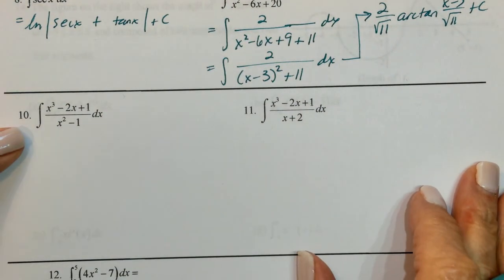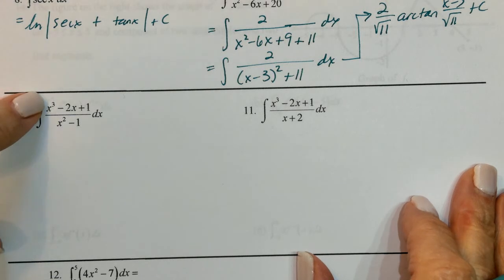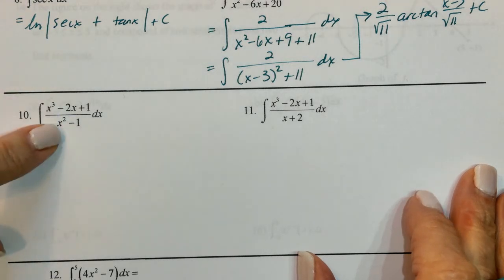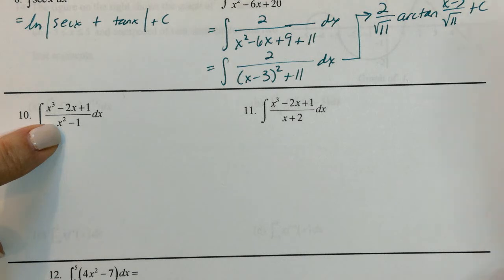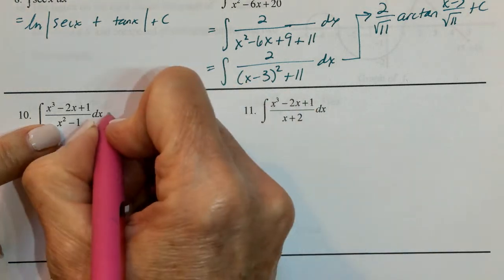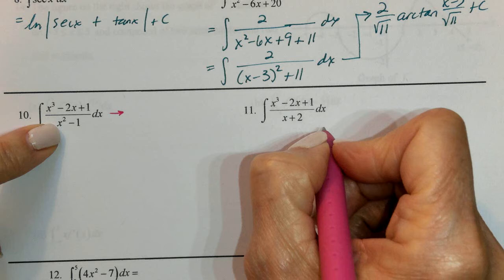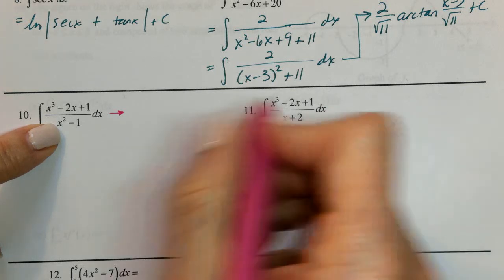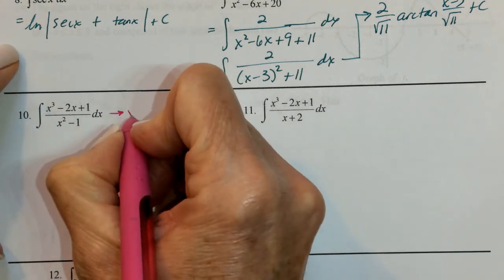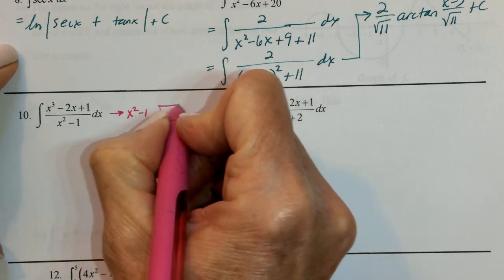Number 10. First thing I notice is I have an x cubed polynomial on top, an x squared polynomial on the bottom, so I need to go off to the side and I need to divide. I cannot use synthetic division because of this x squared, so I need to use long division.